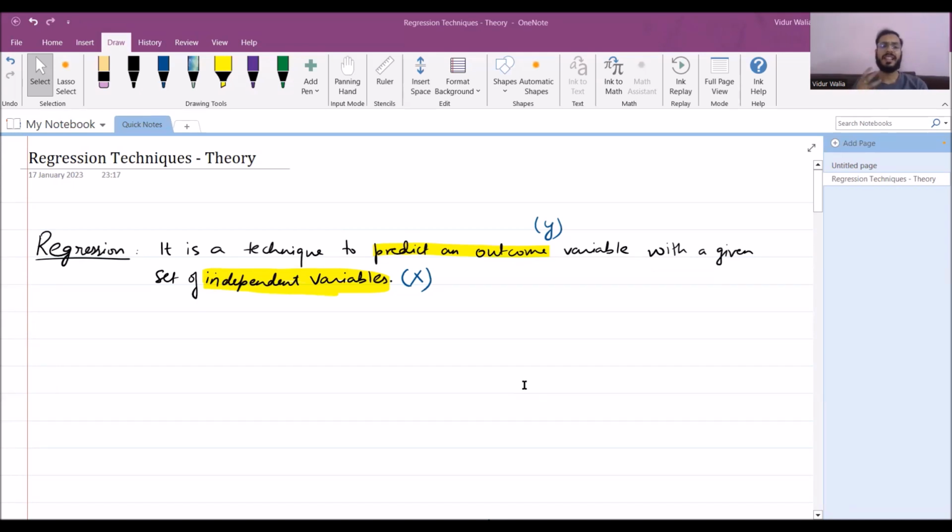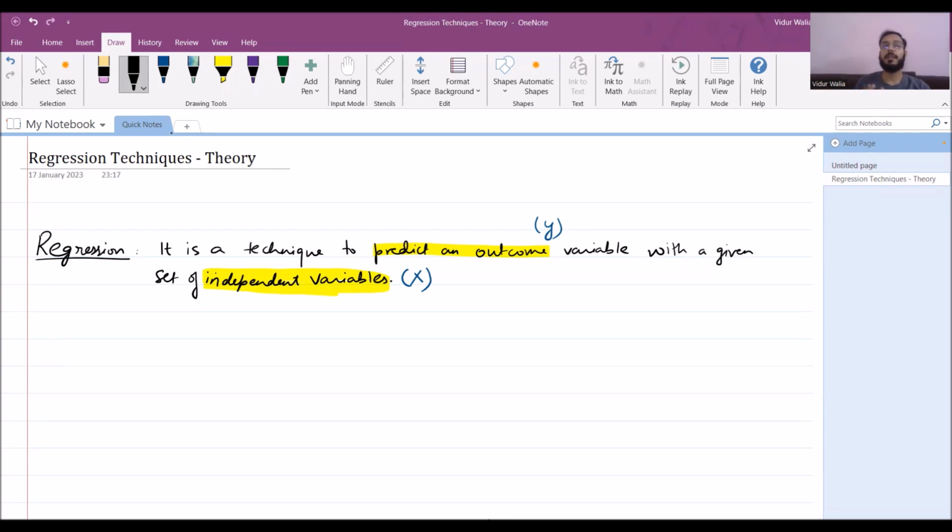So basically, regression is a statistical technique which is used to predict an outcome variable, right? Which is usually termed as the y variable. You must have heard about it, right? With a given set of independent variables, which are usually denoted by x. Now, these x could be a number of variables or a single variable.